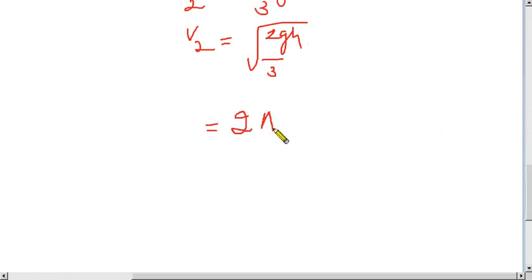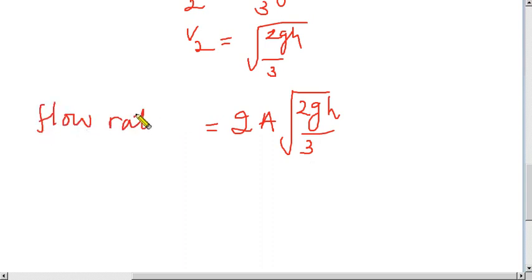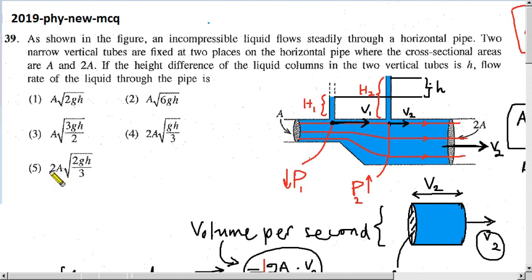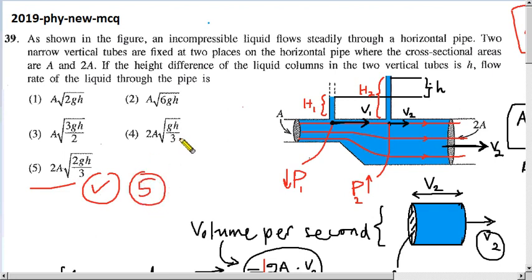2a times this v2 means 2a times root of 2gh divided by 3. So what is this? The flow rate, not v2, not anything else. What they want us to find out is what we have now obtained, the flow rate: 2a times the root of 2gh divided by 3. This is the fifth option. This one is the answer for this question.